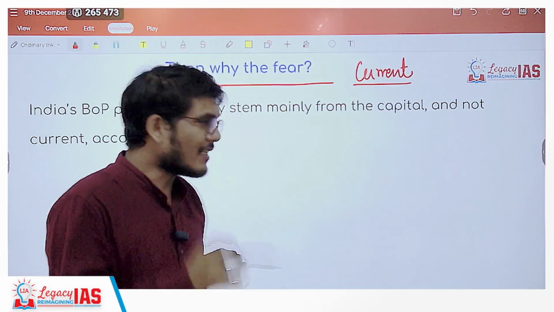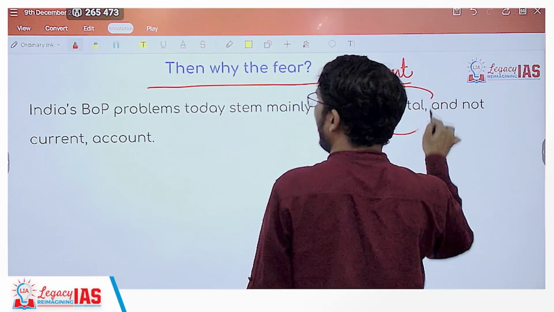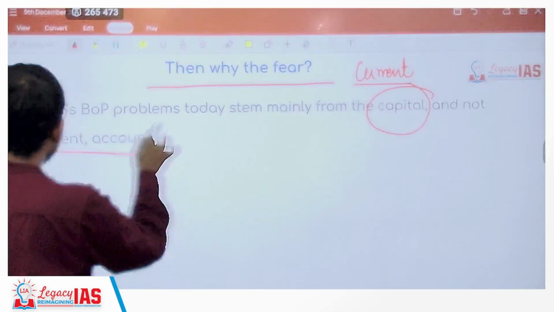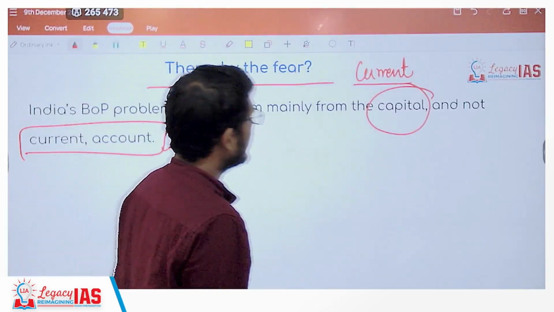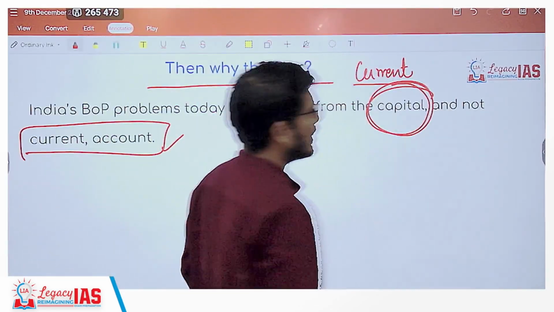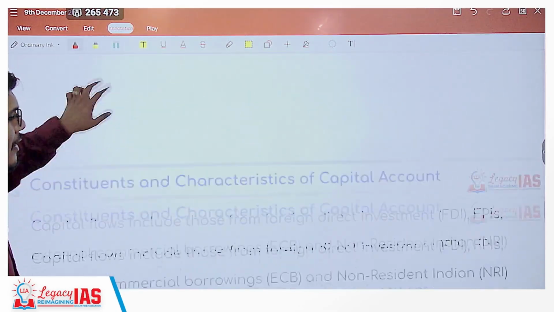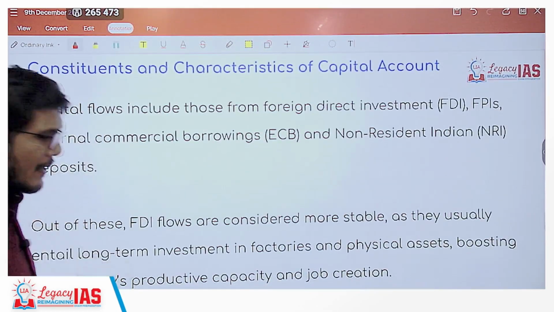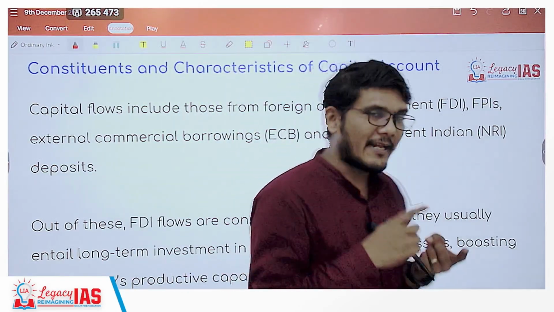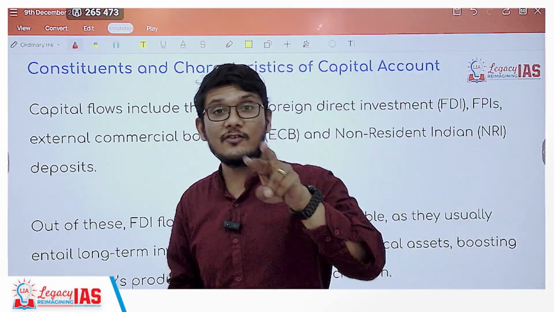But there are still concerns with respect to the capital account. There is no issue with respect to the current account. This is all good. The issue is with respect to the capital account, is what we will see. So what does the capital account consist of? A capital account consists of foreign investments as well as your remittances.